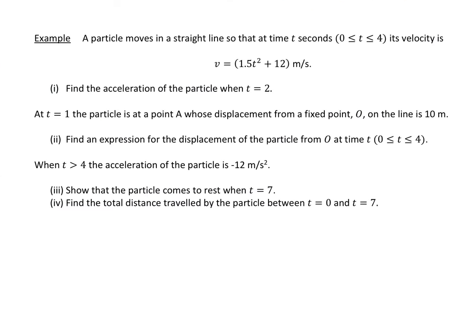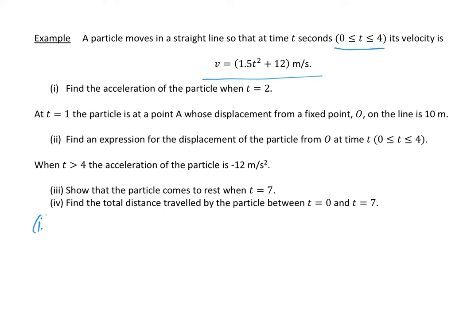Okay, this example says a particle moves in a straight line so that at time t seconds, and it also gives you a stipulation here that t is between 0 and 4, its velocity is given by this function. First part of the question says find the acceleration of the particle when t is equal to 2.